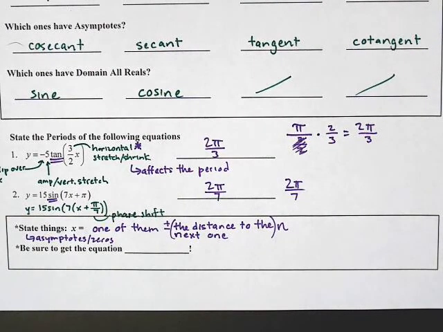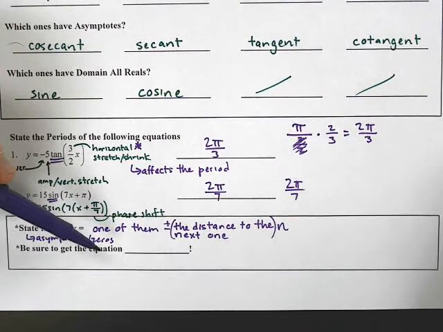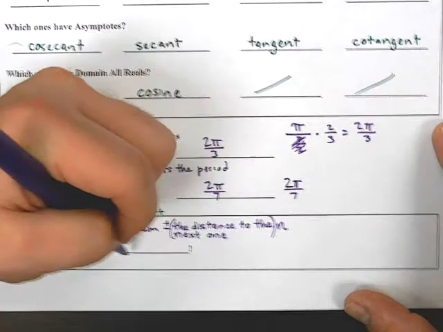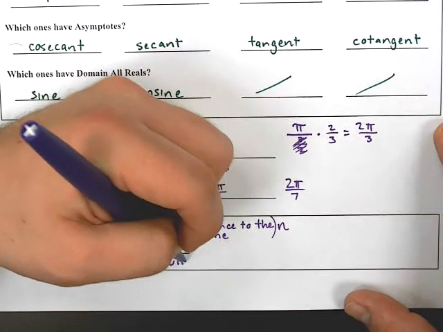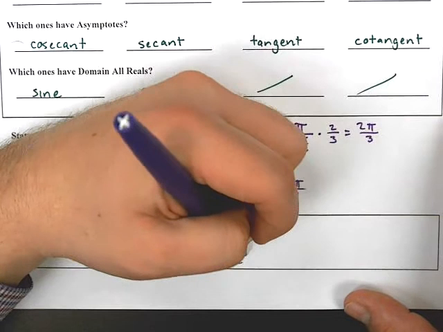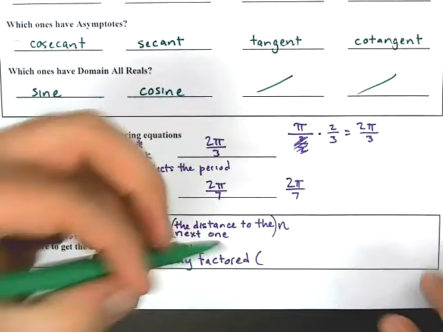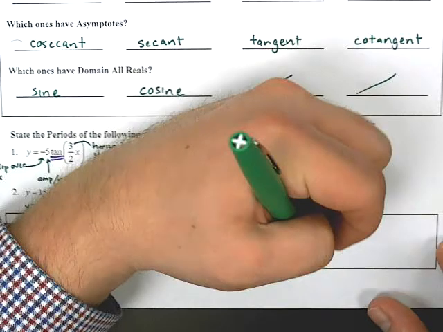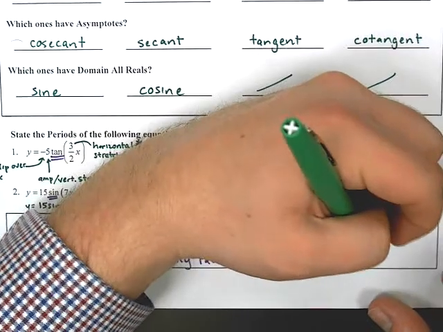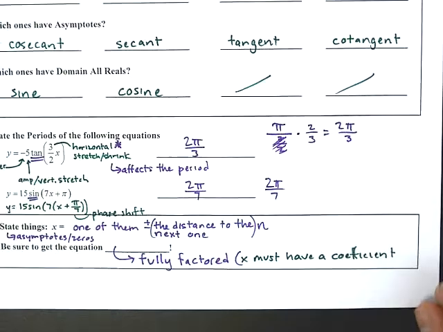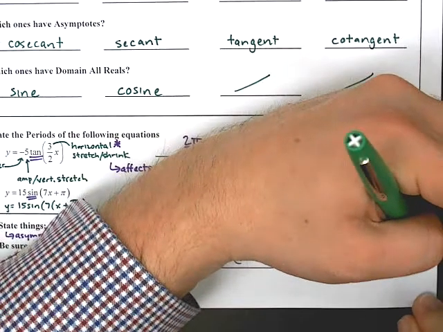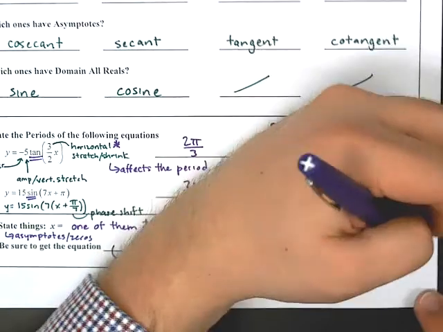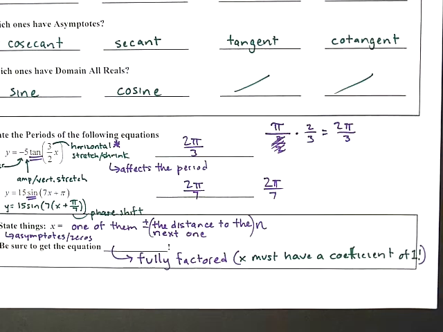Okay? Now the last thing, and we had to do this on number 2, please make sure that you're always fully factored. Be sure to get the equation fully factored. And by that, what I really mean is x must have a coefficient of 1. Alright, x must have a coefficient of 1 in order for us to be ready to graph. Which is what we're going to do right now, okay?